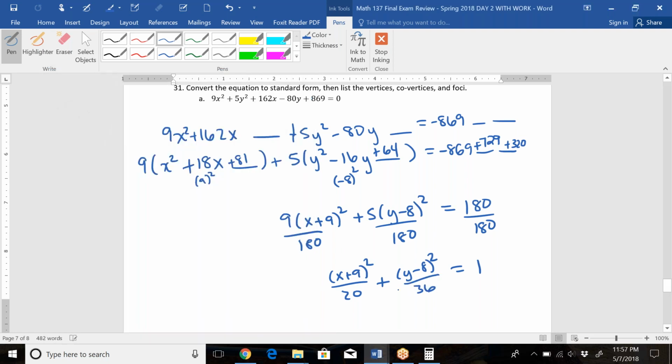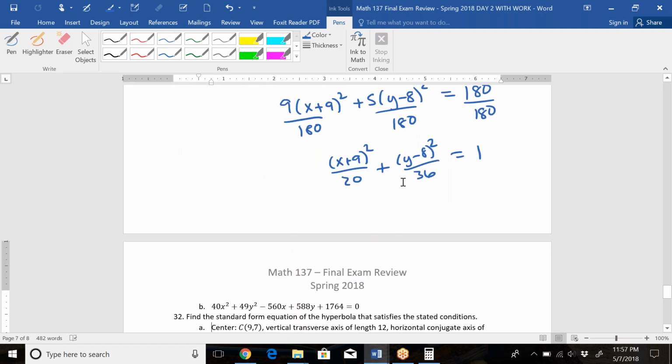When dealing with an ellipse, your orientation is based on which of the bottoms ends up being bigger, or I should say the value is bigger, because sometimes there's a number on top too, which means it was a reciprocal. So this guy is the a squared, which means our orientation is up and down for our ellipse. So this is b squared. So my center is negative 9, 8.